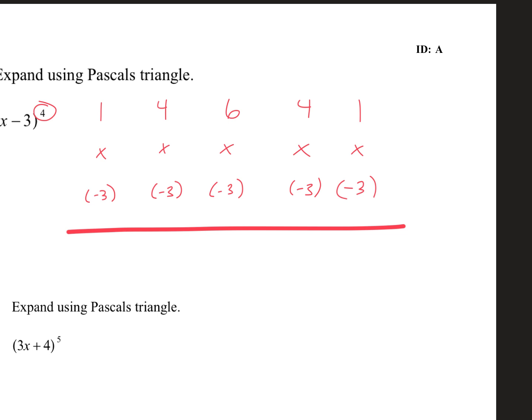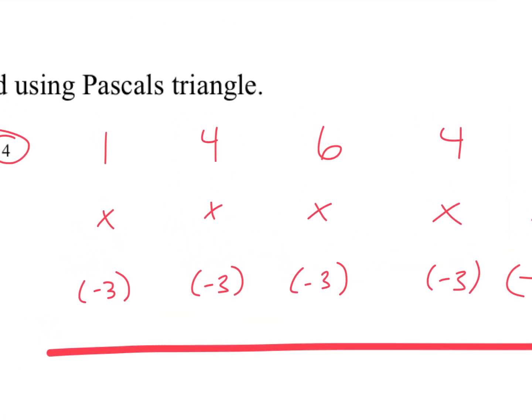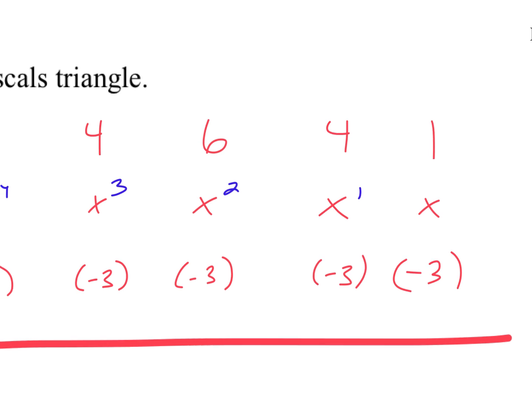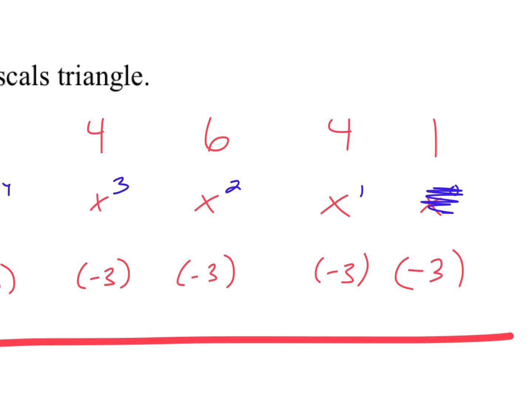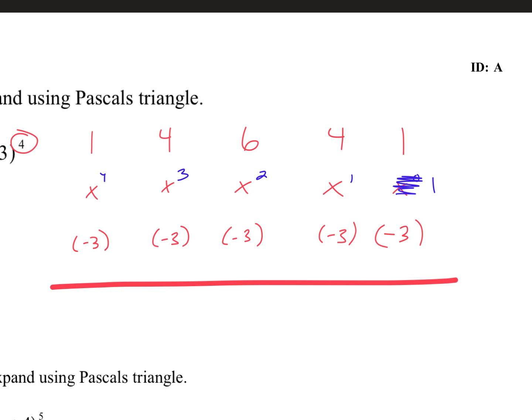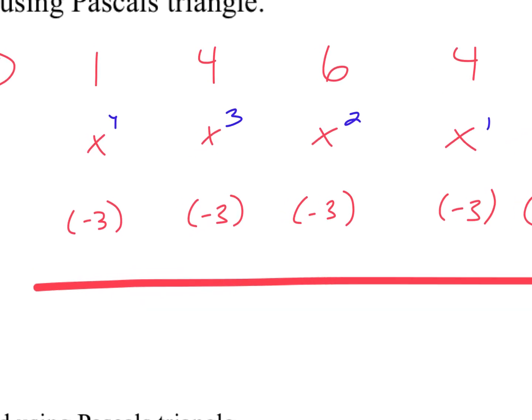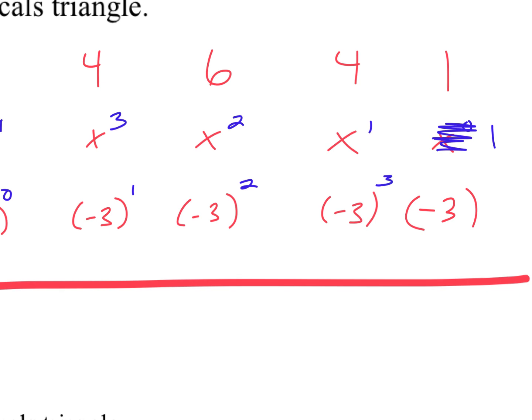How do I write my exponents on my first term? You're going to start at 4 and go down to 0. So this becomes 4, 3, 2, 1, 0. Anything to the 0 power is 1. How do I write my exponents on my second term? From 0, opposite direction. 0, 1, 2, 3, and 4.